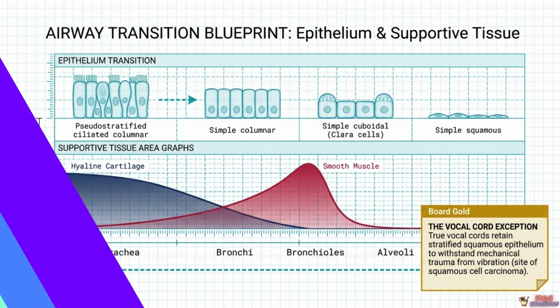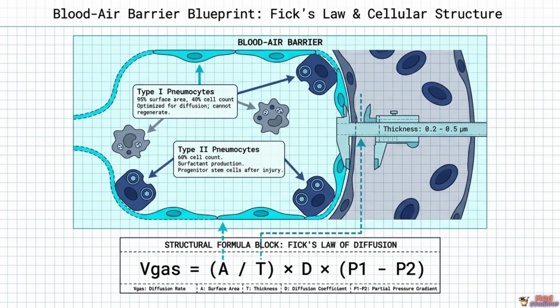The blood-air barrier represents the final, critical interface where gas exchange actually occurs, and its structure is a direct, elegant application of Fick's law of diffusion. Type 1 pneumocytes account for 95% of the alveolar surface area, despite representing only about 40% of total alveolar cell count. Thin, flattened cells perfectly optimized for diffusion, but critically, they cannot regenerate once damaged.